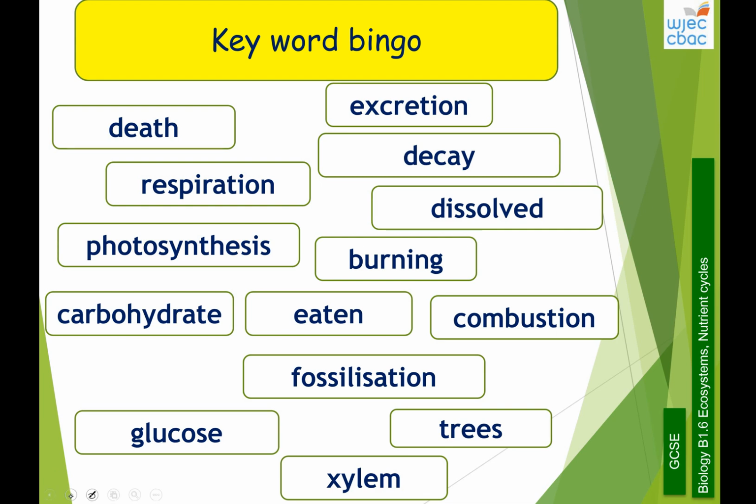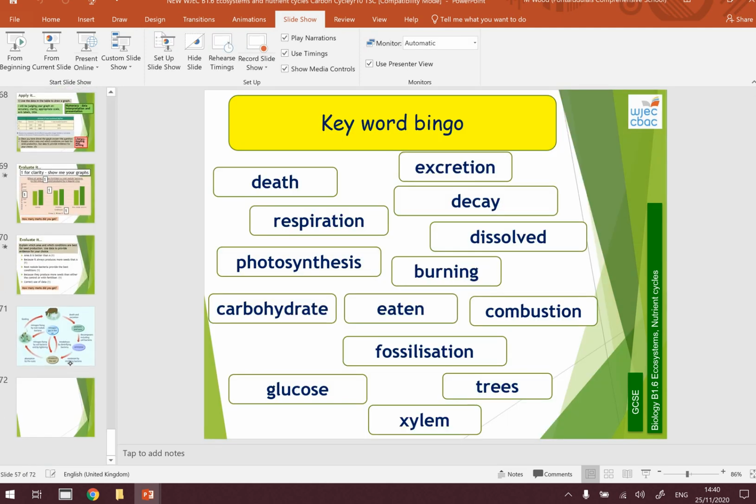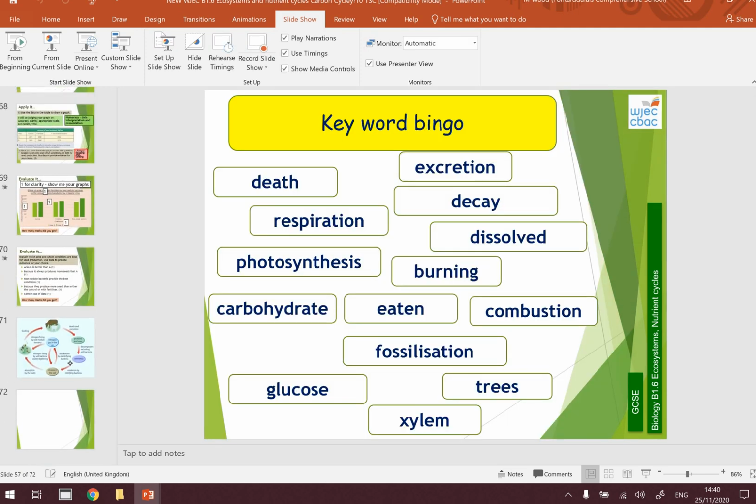And that was the end of the quiz. So when we've got a little bit more time, we will play the keyword bingo. So we want to go to our past paper questions. I'm going to skip past the nitrogen cycle, and you have these. They start on page 25.